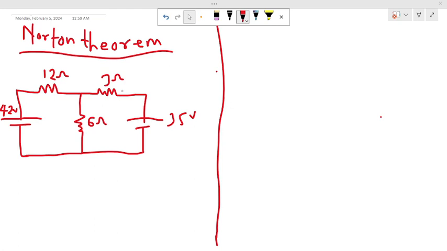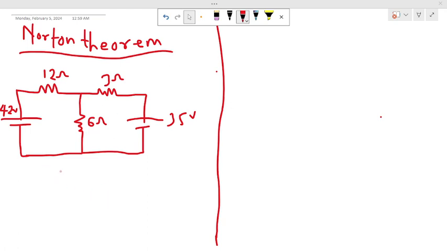Now, suppose we are asked to find the current through this 3 ohm resistor. To use Norton's theorem, we first find the Norton's current, then we find the Norton's resistance, then we draw a Norton's equivalent circuit, which has the Norton's current in parallel with the Norton's resistance, and that too will be in parallel with the circuit that we want to find the current passing through. Now let's move on to the question.